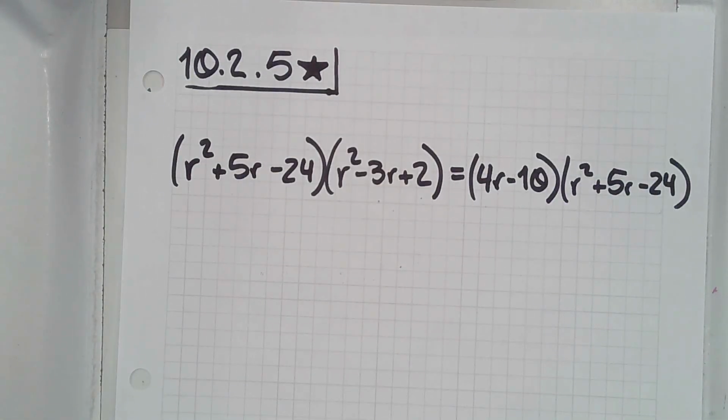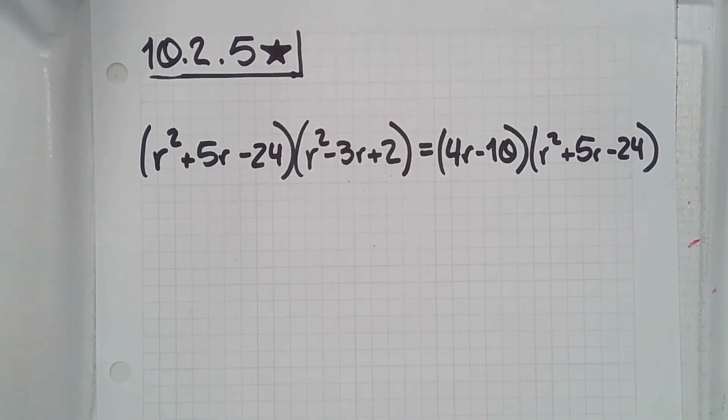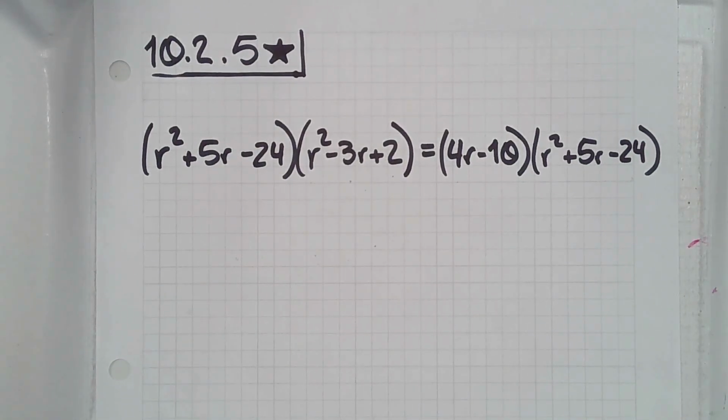So that was 10-4. Here is 10-5. It's a spicy problem with a star. And a lot of people get confused by this. The question they want to know is, what values of r makes this whole thing equal 0? Well, first off, not everything is on the left side equaling 0.